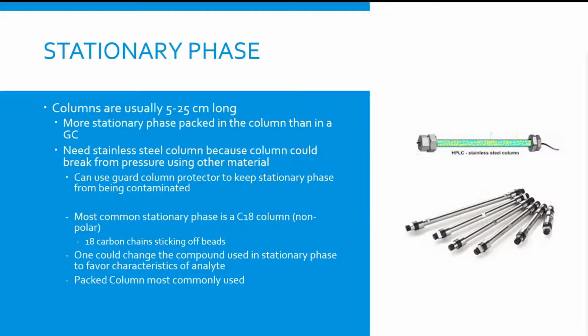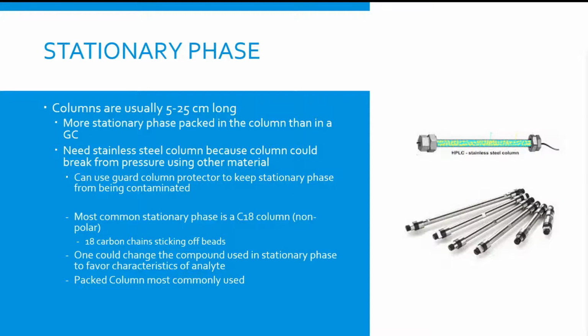So before I do that, I'm going to discuss what's on the outside of the column. So the column itself is about 5 to 25 centimeters long, and you can see different variations in column length on the bottom right. They're made out of stainless steel, and the reason why is because there's a large input of pressure being pushed through it at all times.